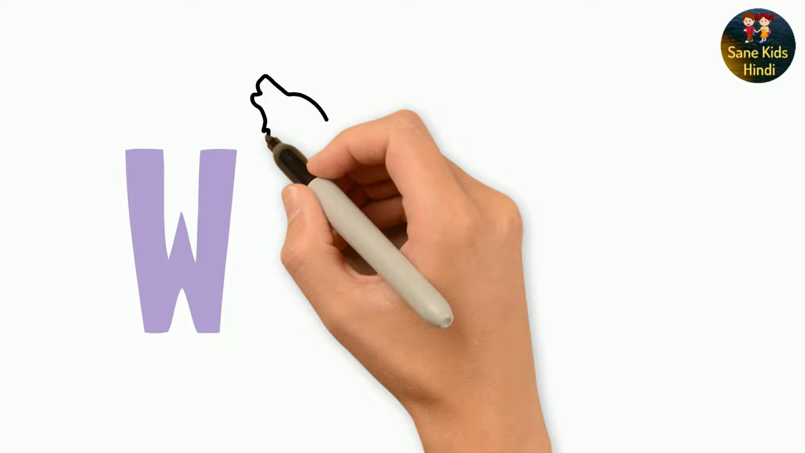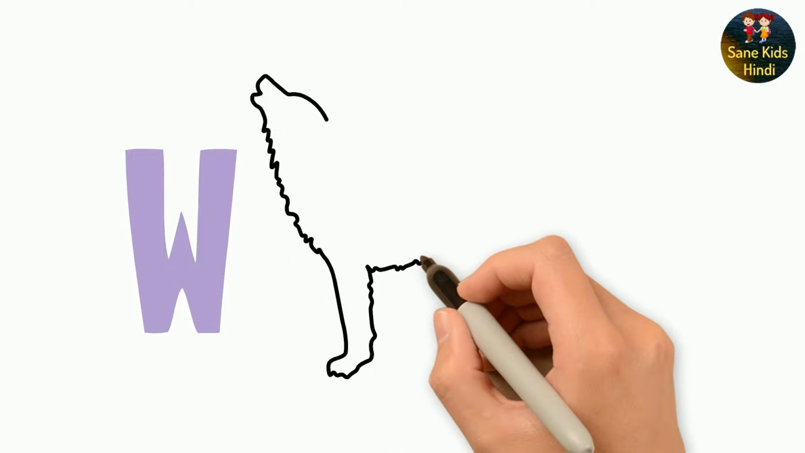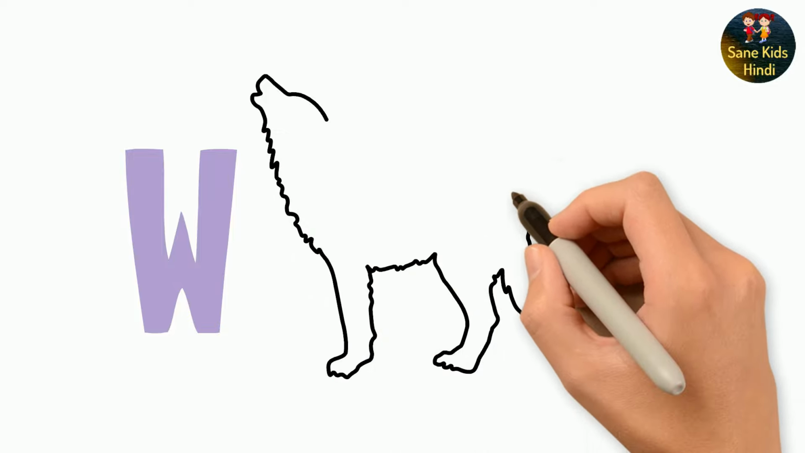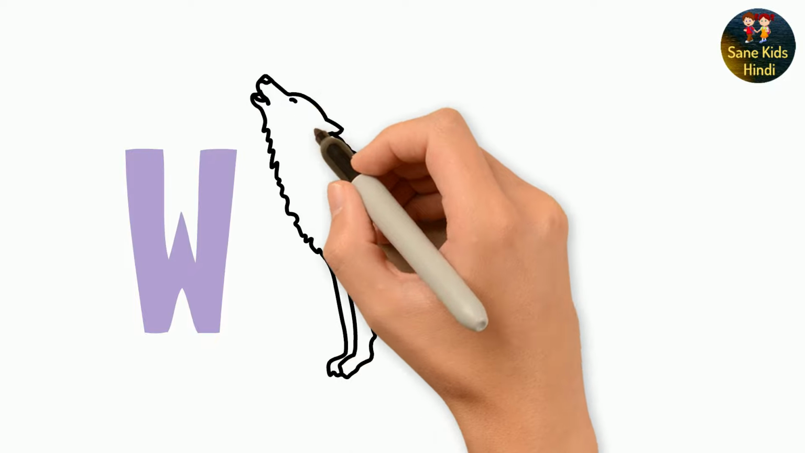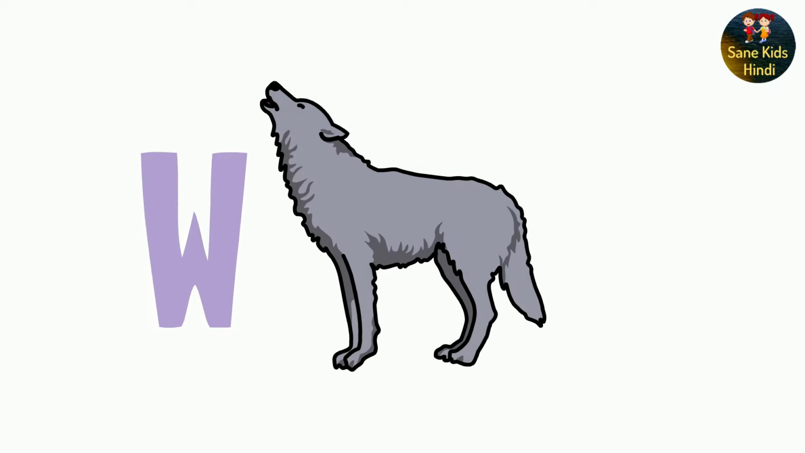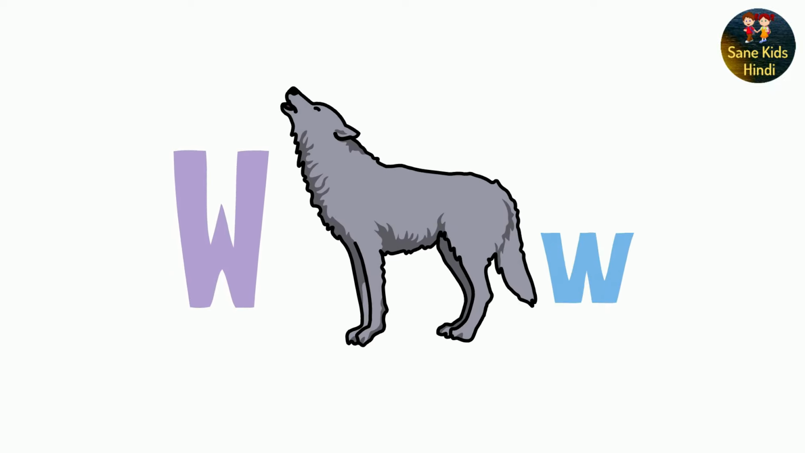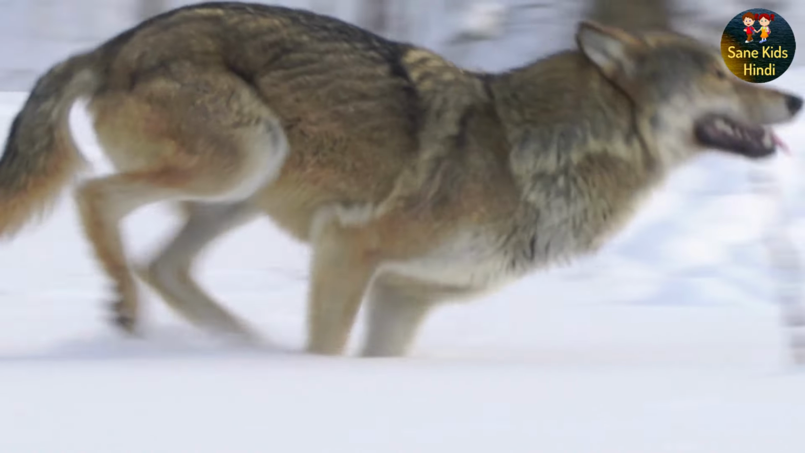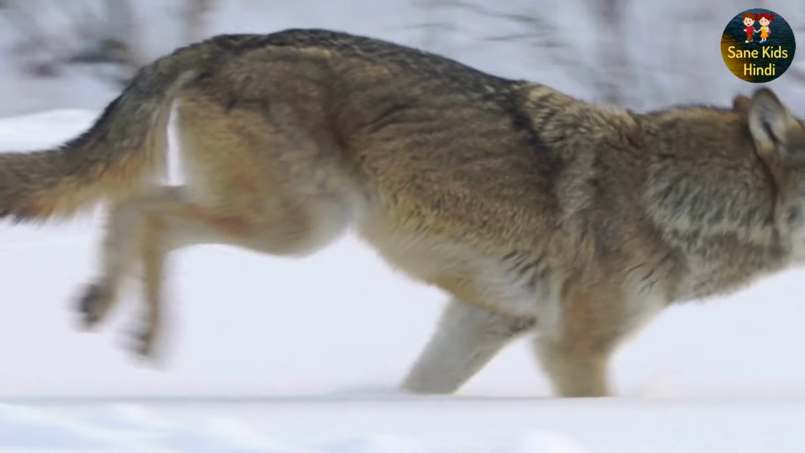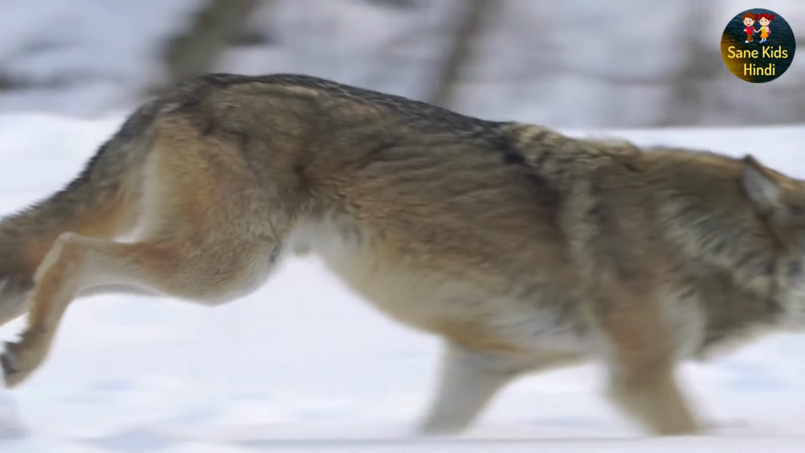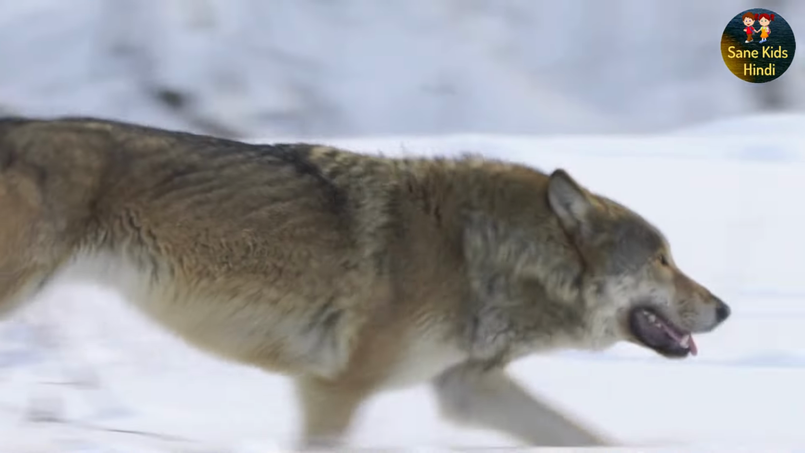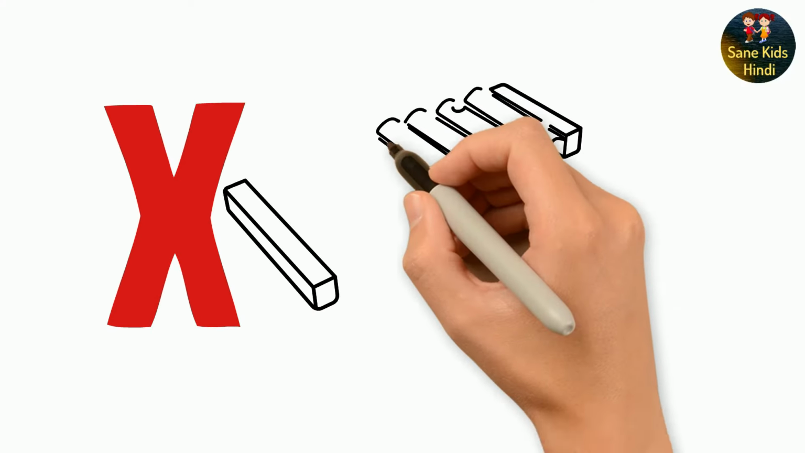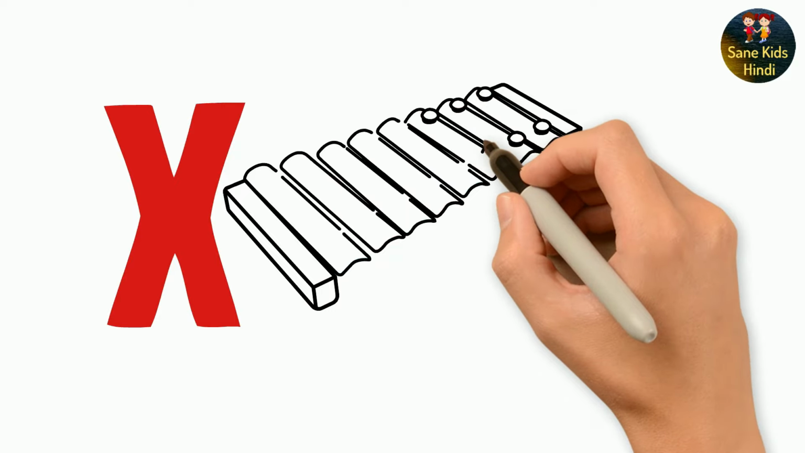W. W for wolf. W for wolf. A, B, C, D, E, F, G. Say with me, H, I, J, wolf. K, L, M, N, O, P, Q, R, S, T, U, V. W, X, Y, Z.